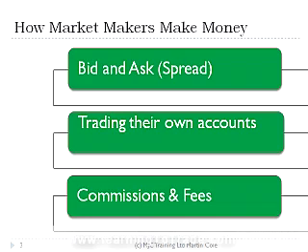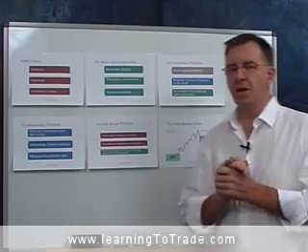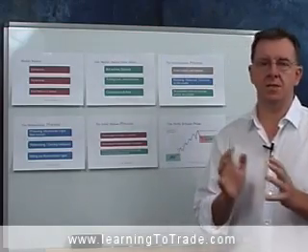So what I would go to first is how the market makers actually make money. There are three things: they have the bid and the ask spread, they have the trading of their own accounts, and they have commissions and fees. Now I want to talk about the bid and the ask spread.